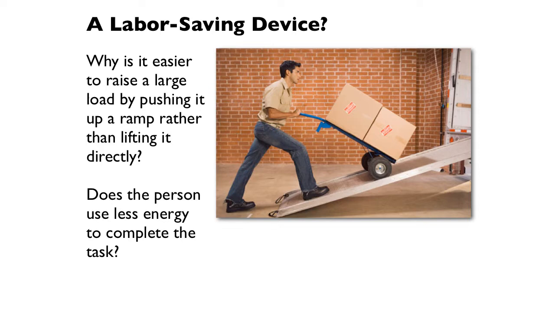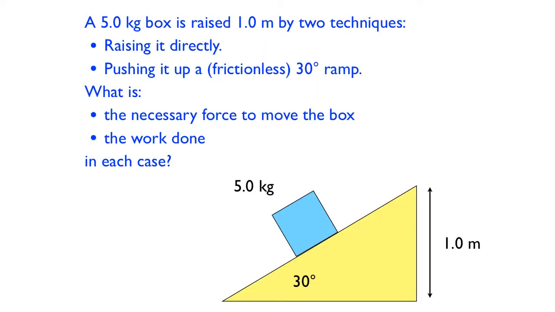Now let's take a look at a problem here that deals with work. So here's the question. Why is it easier to raise a large load by pushing it up a ramp rather than lifting it directly? Does the person use less energy to complete the task when they push the box up the ramp? That clearly is an energy problem that we can solve. And let's go ahead and take a look at a detailed view of this.